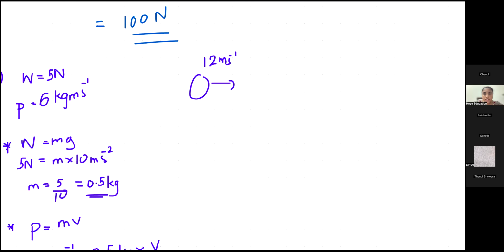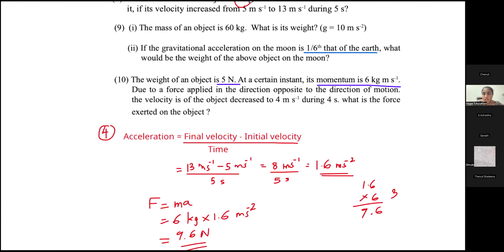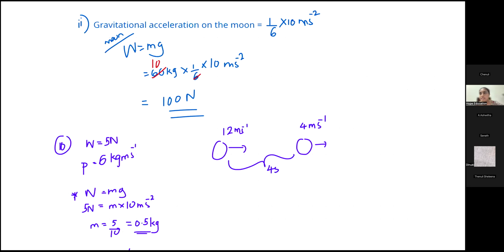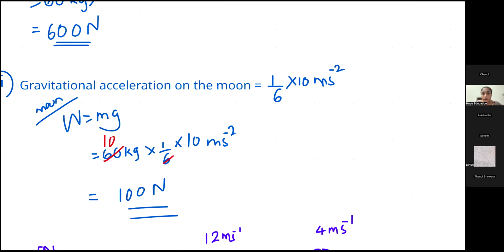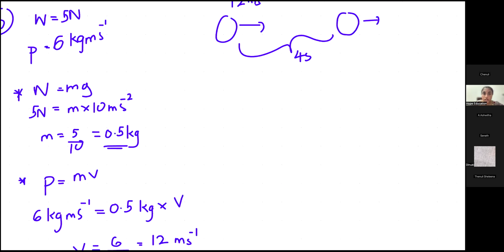But due to a force applied in the opposite direction, velocity has decreased to 4 ms minus 1 during 4 seconds. Velocity decreased from 12 to 4 ms minus 1 within 4 seconds. So children, here we can calculate the acceleration. What are they asking for in the end? The force. So for force we need F equals ma. The mass we already have, but acceleration we don't. So what I'm going to do is calculate acceleration.